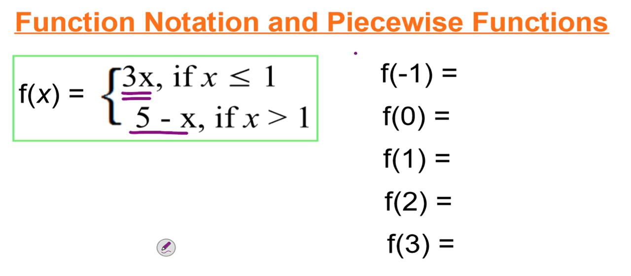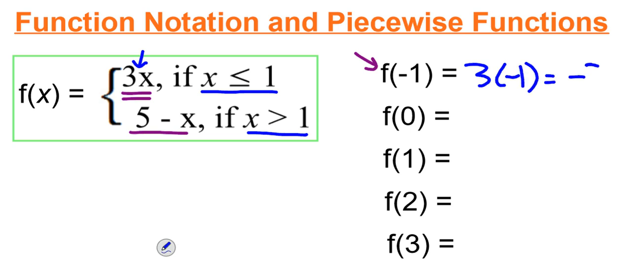So when we're looking at these questions, f of -1, we're looking for the value of the function when x is equal to -1. Which rule should we use? Well, we're going to focus on these two conditions, okay? Which one works for -1? Well, -1 is less than or equal to 1, so we're going to use this rule. So we're going to plug in -1 when we see the x, and we know that for this function, when x is equal to -1, the value of the function y is equal to -3.